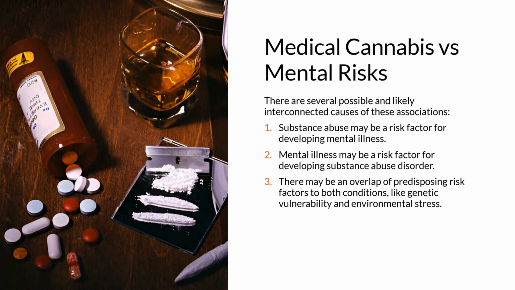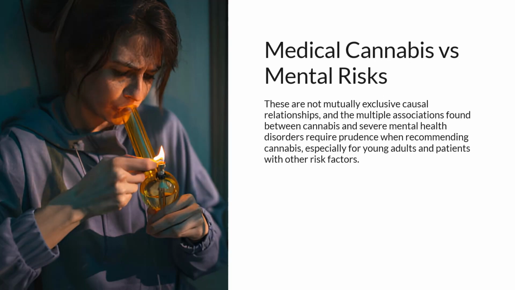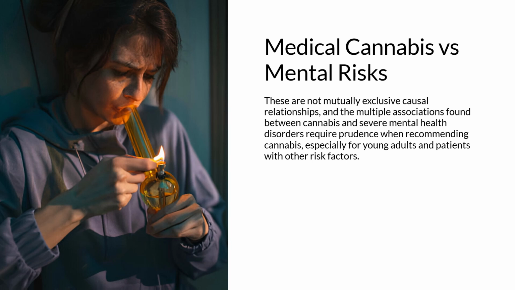There are several possible and likely interconnected causes of these associations. 1. Substance abuse may be a risk factor for developing mental illness. 2. Mental illness may be a risk factor for developing substance abuse disorder. 3. There may be an overlap of predisposing risk factors to both conditions, like genetic vulnerability and environmental stress. These are not mutually exclusive causal relationships, and the multiple associations found between cannabis and severe mental health disorders require prudence when recommending cannabis, especially for young adults and patients with other risk factors.